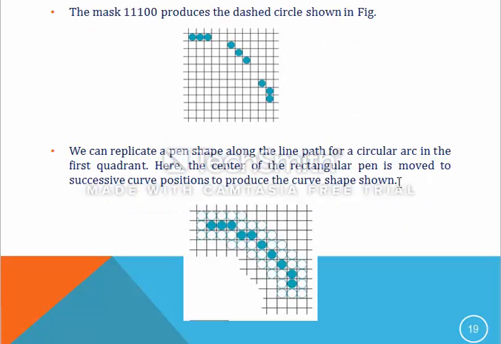The pixel masks discussed for implementing line style options could also be used in raster curve algorithms to generate dashed or dotted lines. The following mask produces a dashed circle as shown in this figure. We can also replicate a pen shape along the line path for a circular arc in the first quadrant. Here, the center of the rectangular pen is moved to successive curve positions to produce the curve shape as shown in this figure.